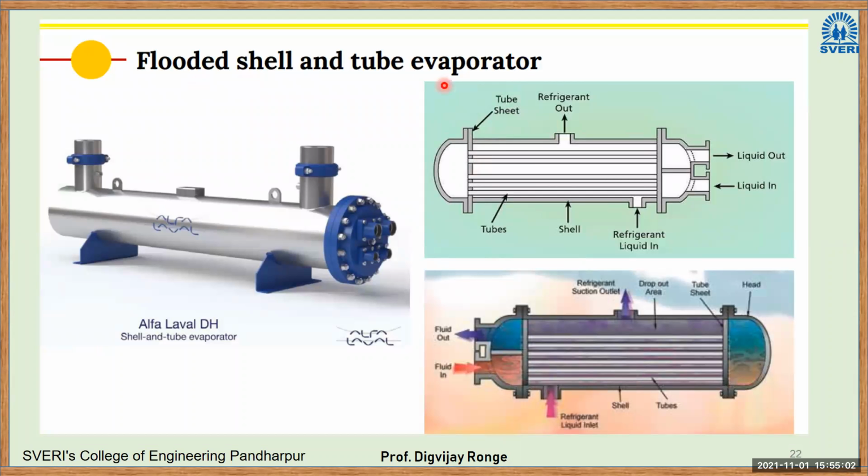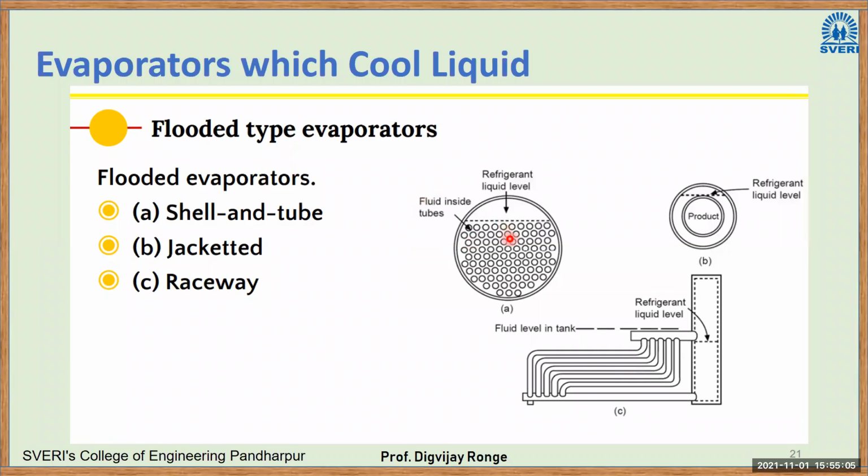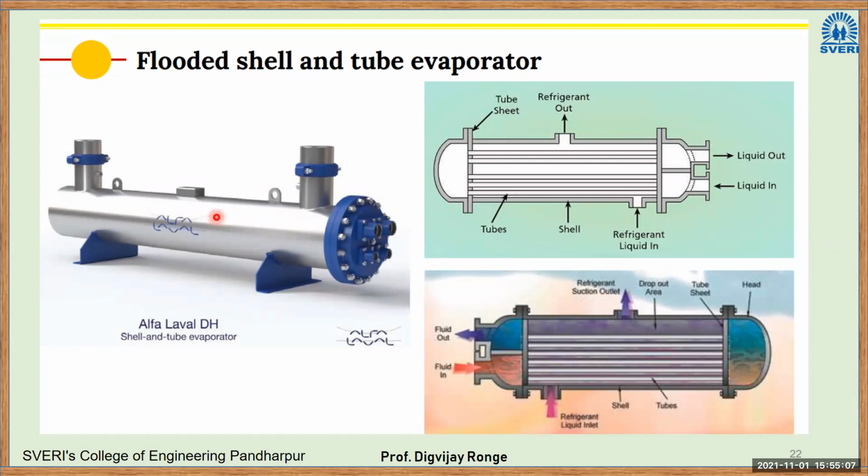So flooded shell and tube evaporator. Whatever was shown here is again shown in the larger diagram. There is a very famous MNC, Alfa Laval, which is famous for this type of heat exchangers. So this is what it looks like practically. This is its cut section diagram. As you can see here, there is an inlet. Refrigerant liquid comes in. It is taken out, and through the tubes, the water flows.